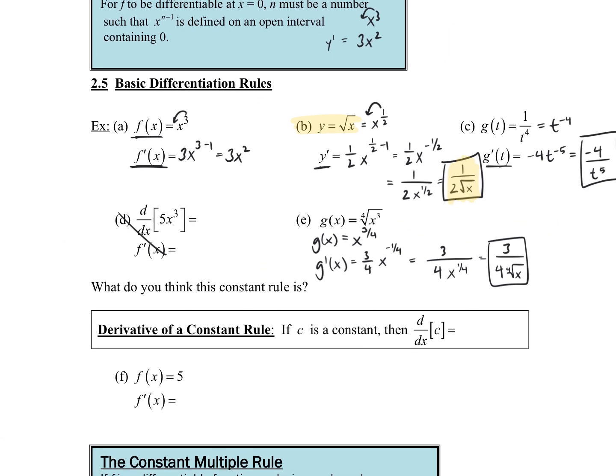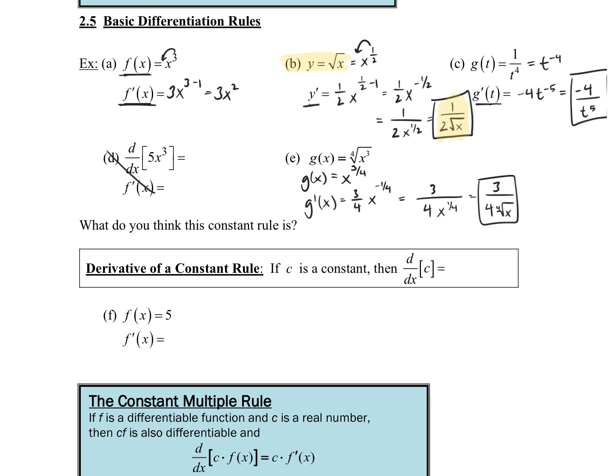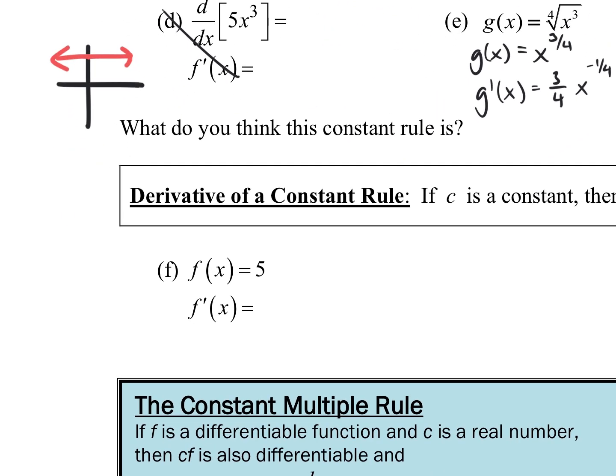Wonderful. Now, let's think about a straight line. If I looked at a graph and I had a horizontal line, what is the slope of that horizontal line? 0. So if I have a function, y equals 5, for example, in part F here, that is a straight line, and my derivative tells me my slope at that point, or of that line, which would be just 0.